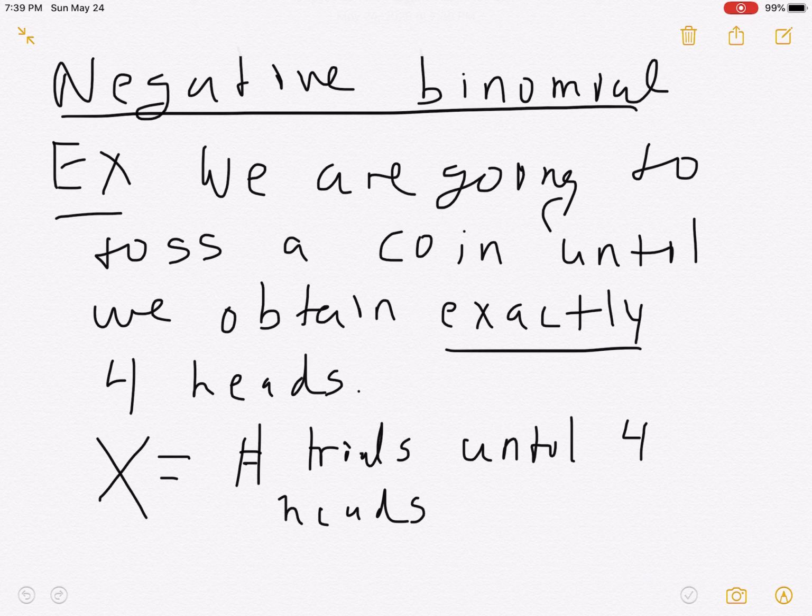Let's get started. I want to give you an example of a negative binomial distribution. In this example, we're going to toss a coin until we obtain exactly four heads. The fact that we're obtaining exactly four heads is very important, because what is random is the number of trials until we obtain exactly four heads. And I'll add that word for emphasis here.